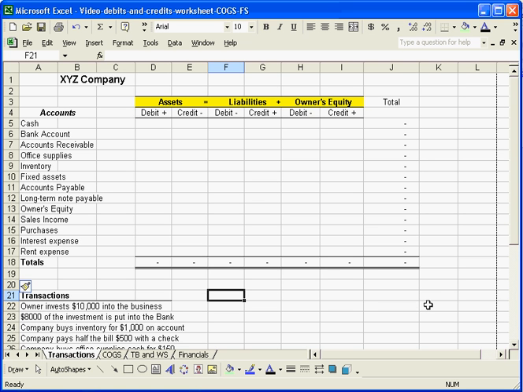Okay, let's take a look at some transactions here and get a little practice with the debits and credits activities. One of the reasons I put this worksheet together is to hopefully work with you through some of these transactions and get the whole process of recording debits and credits, cost of goods sold, the trial balance in a worksheet, and tying all of that into the financial statements.